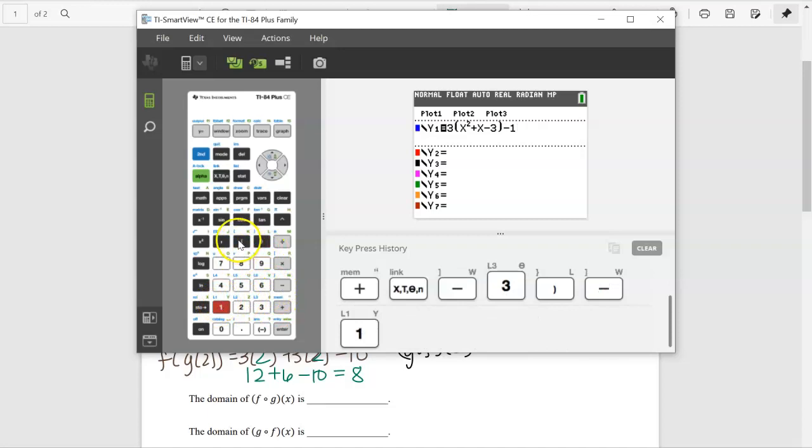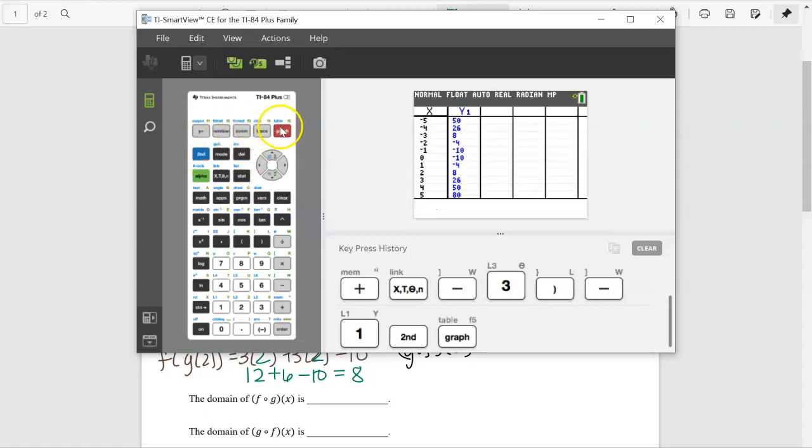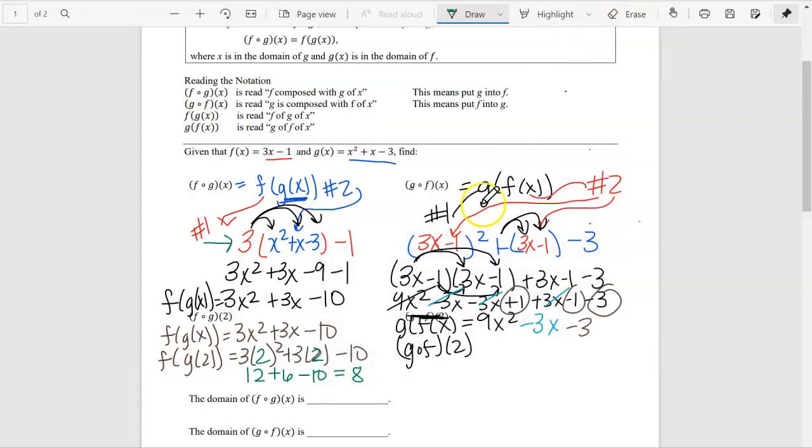Okay, and I want to know, well, what happens when x is equal to 2 here? I'm going to go to second graph, and I'm going to look for 2. And 2 is right here, and right across from it is the answer that we got, which was 8. So that's how you would work this problem on your graphing calculator.